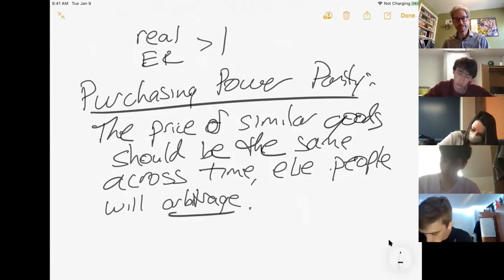The price of similar goods should be the same across, not time, sorry. I don't know why I wrote that.